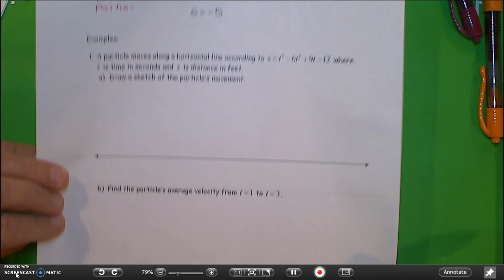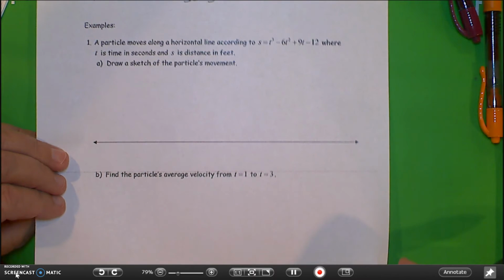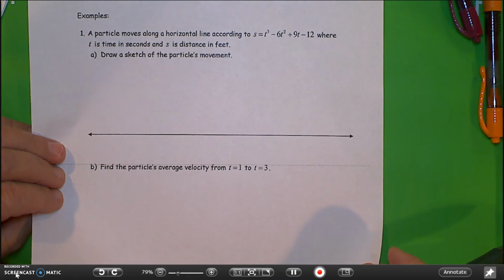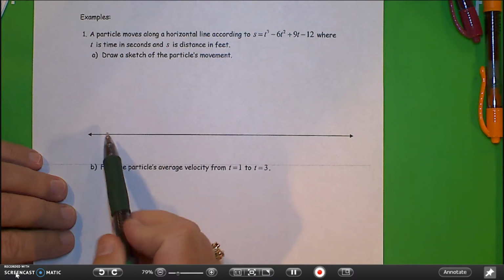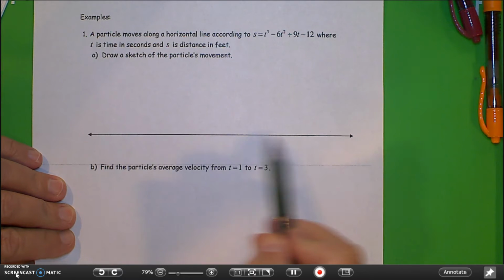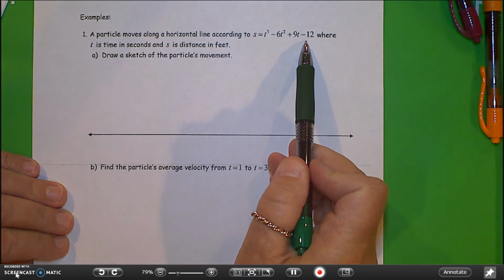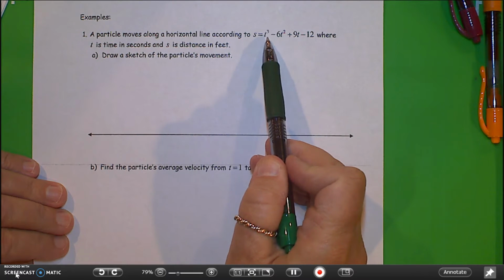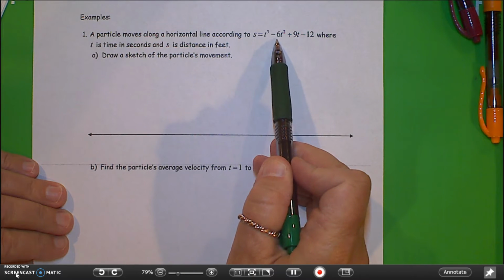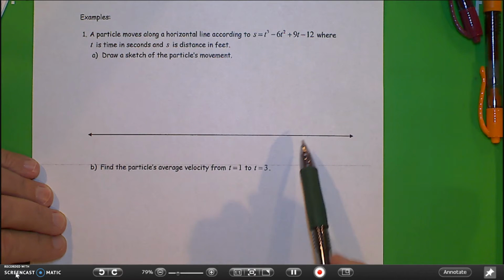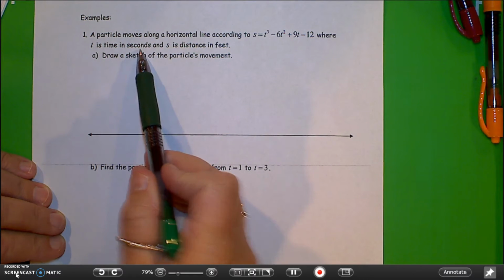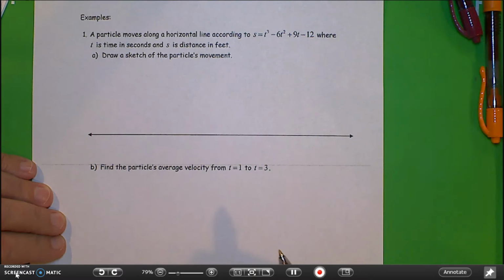We're going to look at this example. A particle moves along a horizontal line. We'll treat this as our horizontal line. So we're talking about a particle moving along this line back and forth, and it moves according to this position function. So at any point in time t, we can figure out what the position is by evaluating this function. Time is going to be measured in seconds, and S is going to be measured in feet.